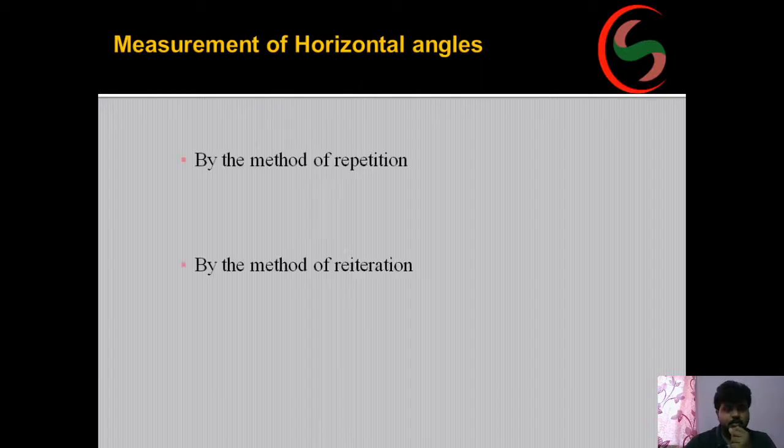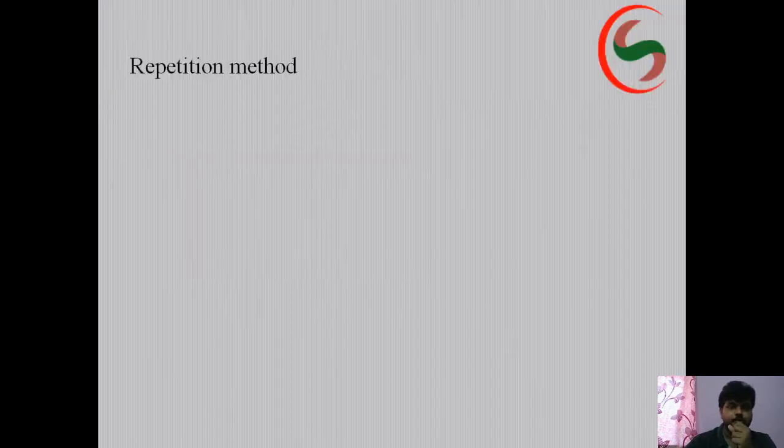Next, measurement of horizontal angles. There are two methods: the method of repetition and the method of reiteration. We'll see one by one how to measure and how to note the readings. There is a tabular format to take the readings and note them for the calculation of the horizontal angle between the two points. First we'll see the repetition method.